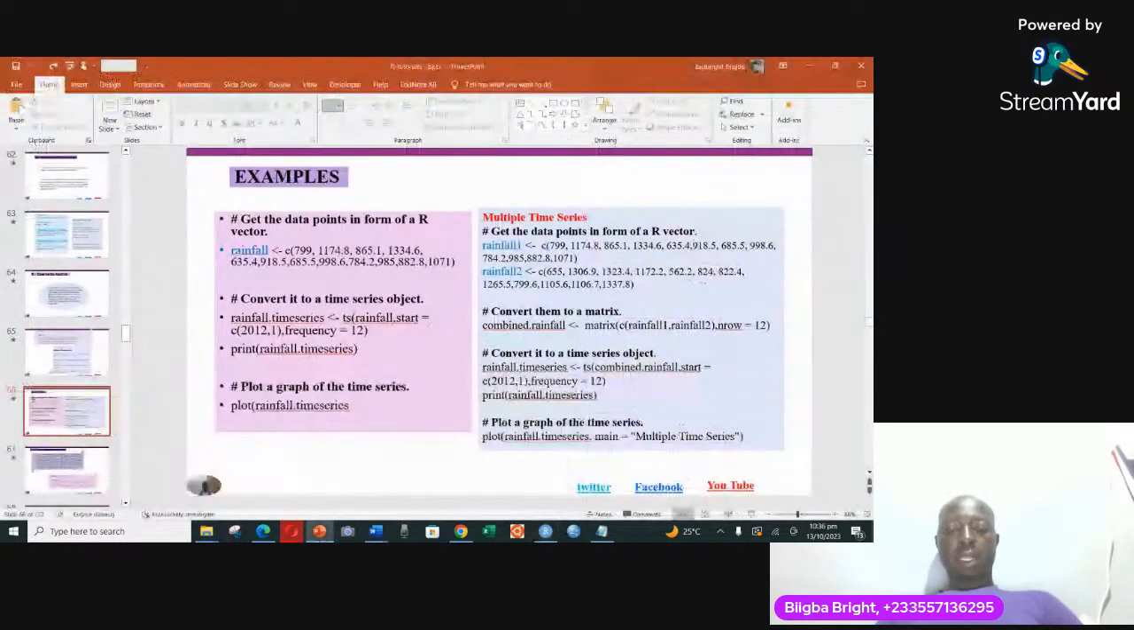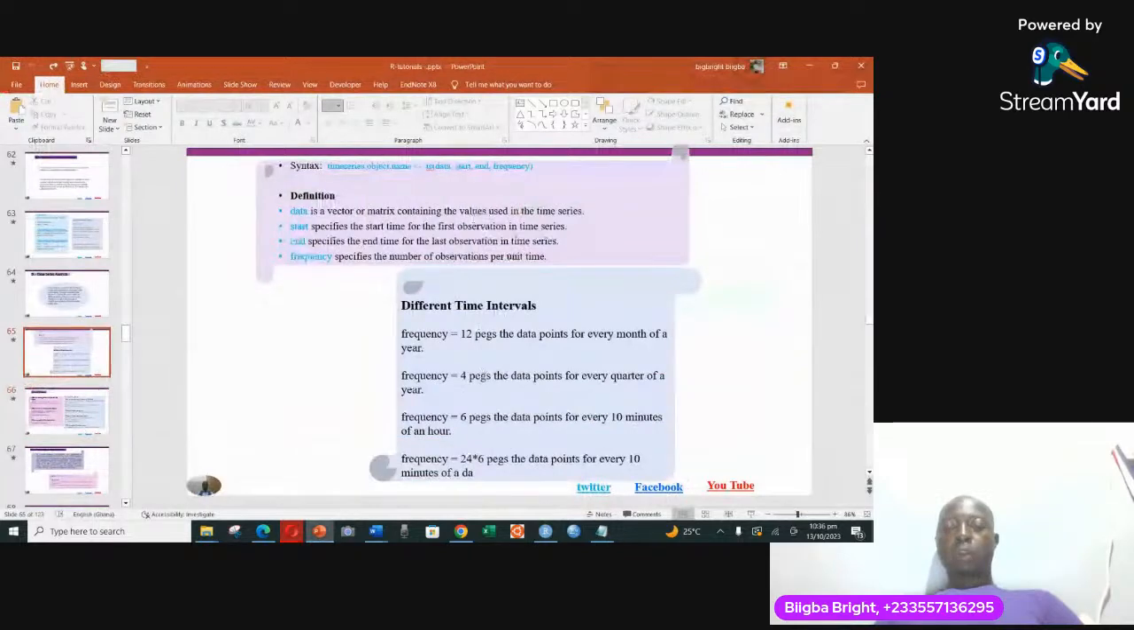It means I am picking the data. If I say 12, it means I'm picking the data of every month. It means that we are picking the data every month. So each data point will be counted as the data that was picked within a month. So let's go back to RStudio and see something.